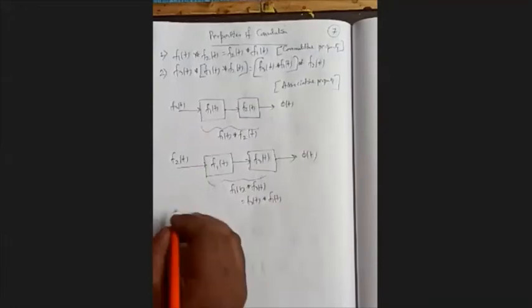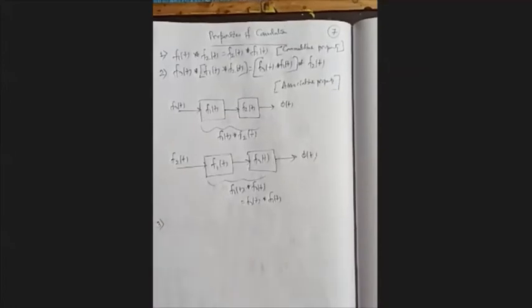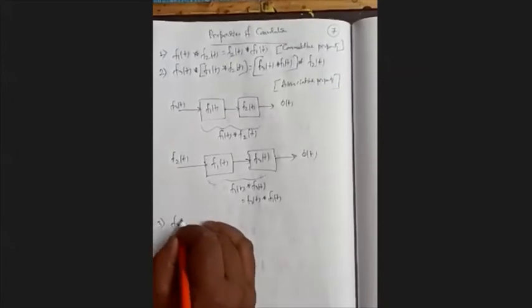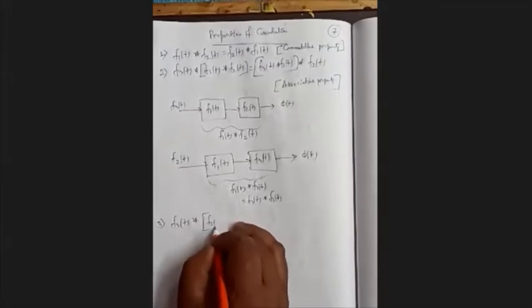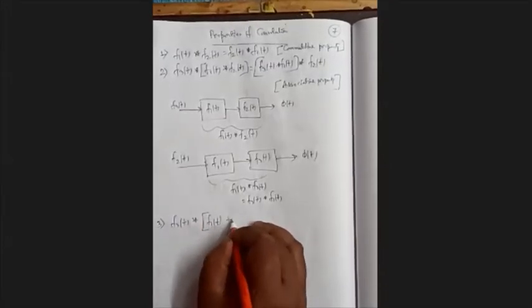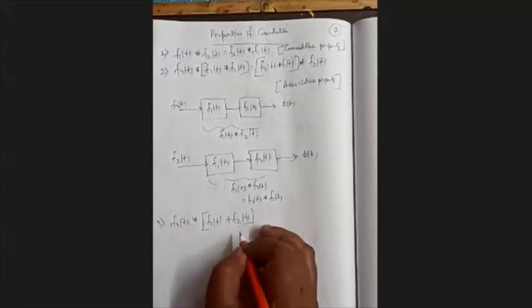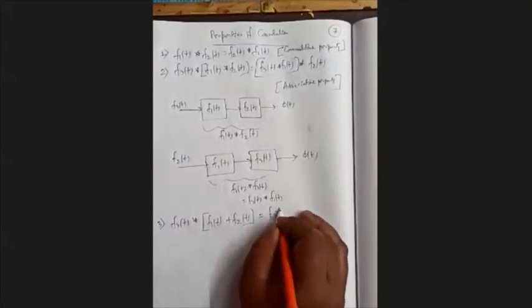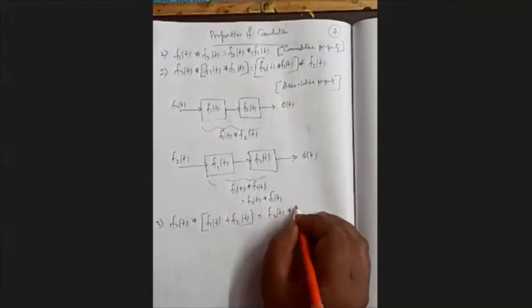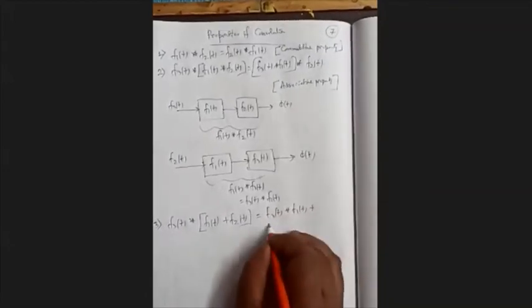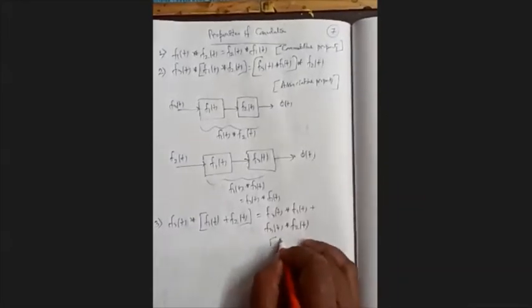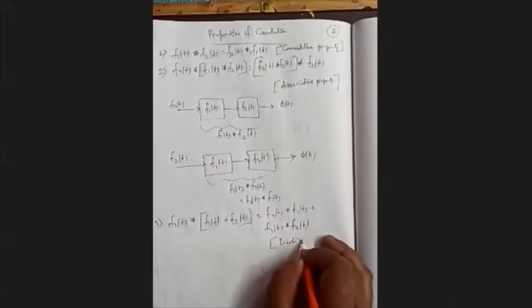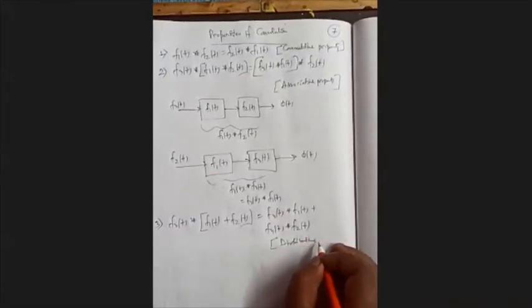Okay. Next is f3(t) convolution with (f1(t) + f2(t)). That is equal to f3(t) convolution with f1(t) plus f3(t) convolution with f2(t). That is our distributive property.